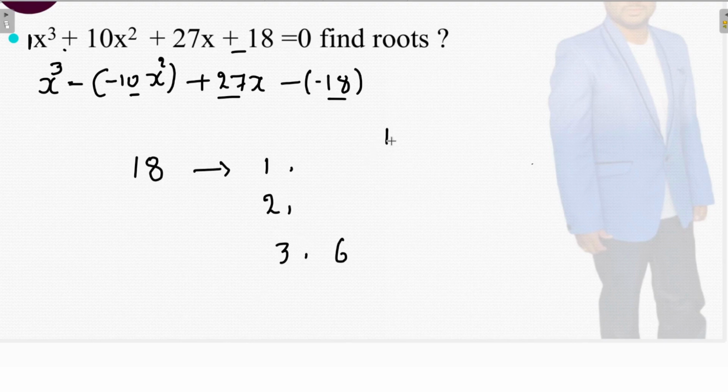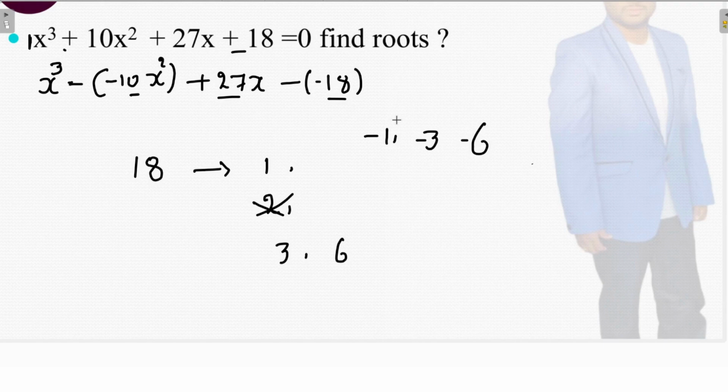Now I have 1, 2, 3, 6. 1, 3, 6 will be 10 because 2 is eliminated. 1, 3, 6 will be 4 plus 6. Yes, 10. 6 is right. 8 is possible. Now if I give minus 1, minus 3, minus 6, it will be minus 10. If I multiply also, it will be minus 18. So your answer will be minus 1, minus 3, minus 6.